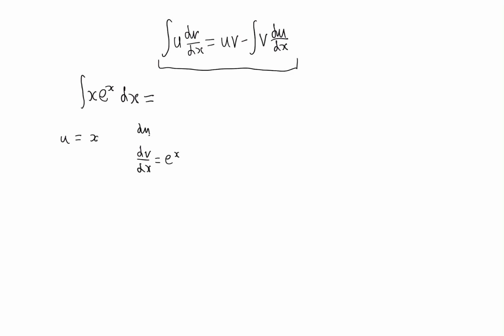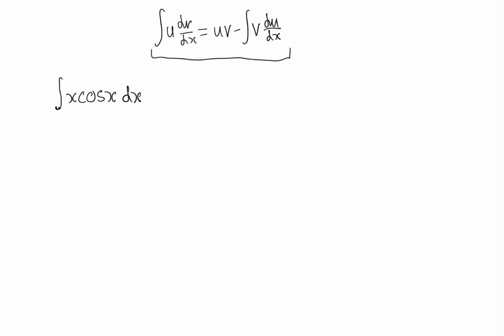Now differentiating u, we get du by dx is equal to 1. v is obviously still going to be e to the x. Now we can just put this in our formula up here, giving us uv, which is x e to the x, minus the integral of v, which is e to the x, multiplied by du by dx, 1 times e to the x, which is just e to the x. So now we can find the answer to this very quickly. It's x e to the x minus the integral of e to the x, which is just e to the x. And don't forget your plus c, and that's our answer for the first one.